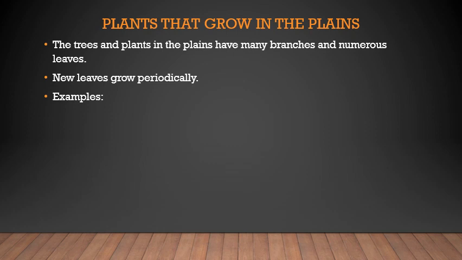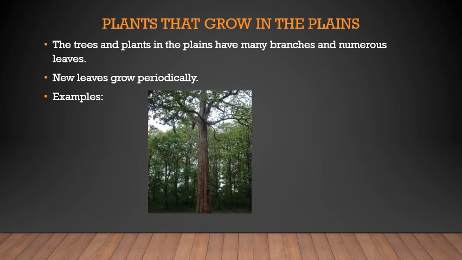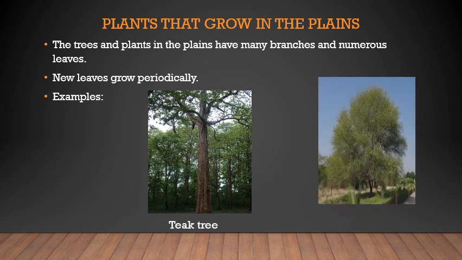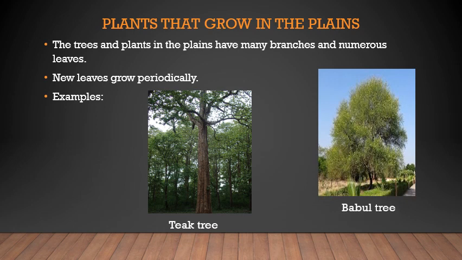Now, the plants that grow in plains. Plains are the regions which are just plain. They are not mountainous, high or very low. They are just plains. The trees and plants in the plains have many branches and numerous leaves. That means the teak tree, the example that you can see on your screen, has many leaves, and new leaves grow periodically. That means when they shed the old leaves, the new leaves will grow.